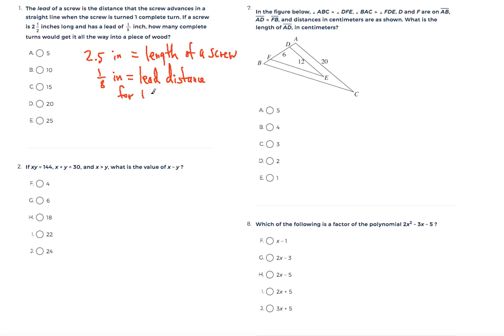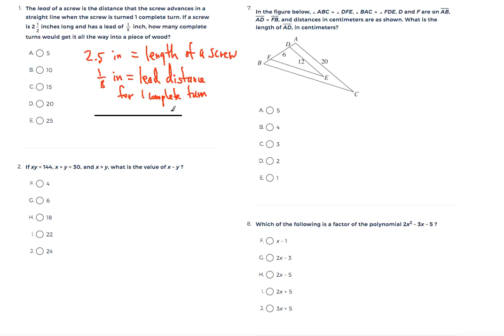for one complete turn. So we're trying to see how many of these turns are needed so that the entire distance of the screw itself, 2.5 inches, is covered, right? When it gets all the way into the piece of wood. So what do we do? Since this is the total length and this is one complete turn length, we can think of it like a number line, or rather, a line segment.